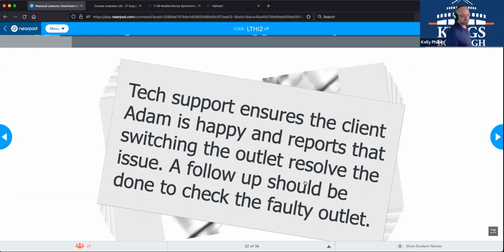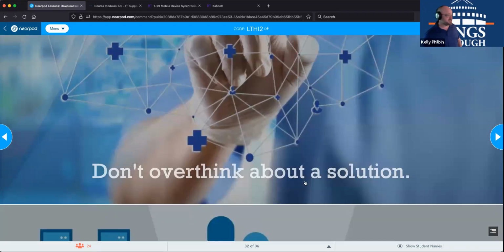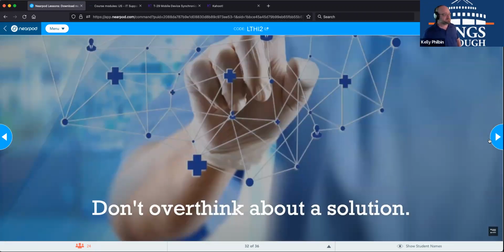Then you would obviously document it in your systems, make sure everything's good, and then Adam can go on his way and you can move on to your next ticket. It's a simple example, but it kind of gets the point across how you would work through the process. Questions so far?